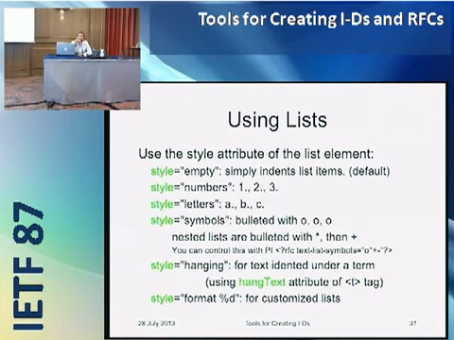Okay, lists are one of the elements in XML files that authors often use. If you've read an internet draft, you've probably seen a little bulleted list, if not something fancier. In XML to RFC, there's a list element and you set the style attribute. So empty would just indent items, and numbers dynamically numbers each of the items which appear inside of a T tag within the list.